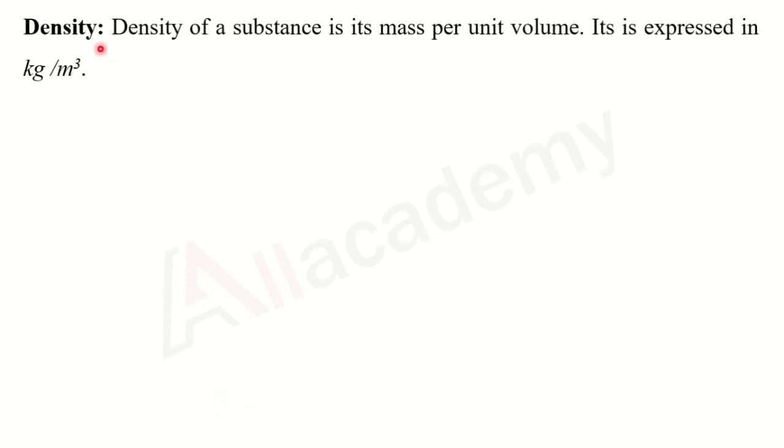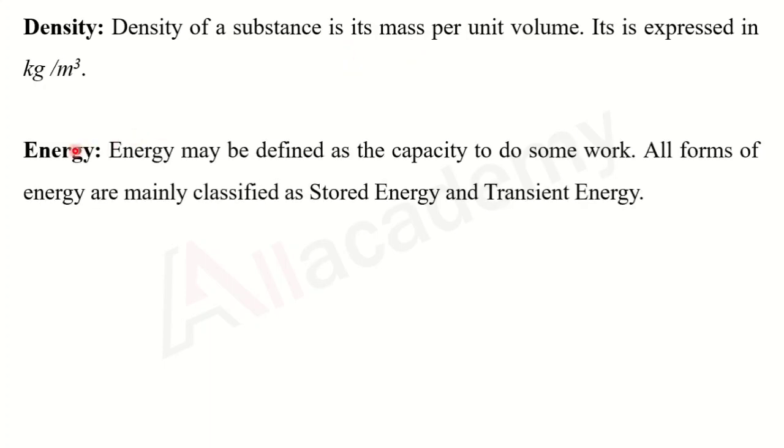The next one is density. As you all know, the density of any substance is its mass per unit volume, and it is expressed in kg per meter cube. So density can be defined as the ratio of mass per unit volume.